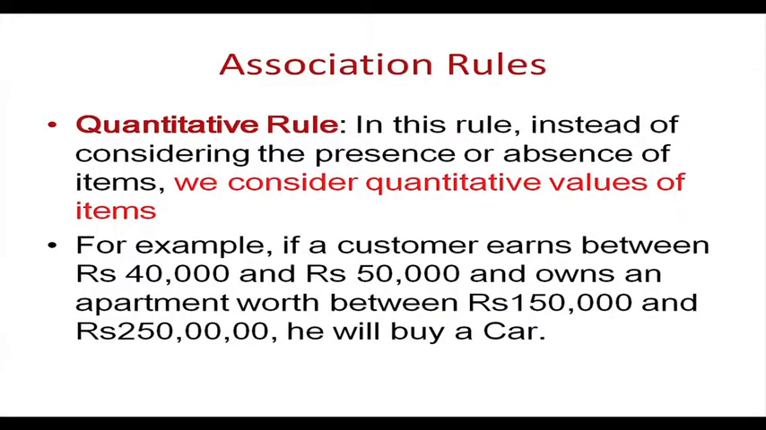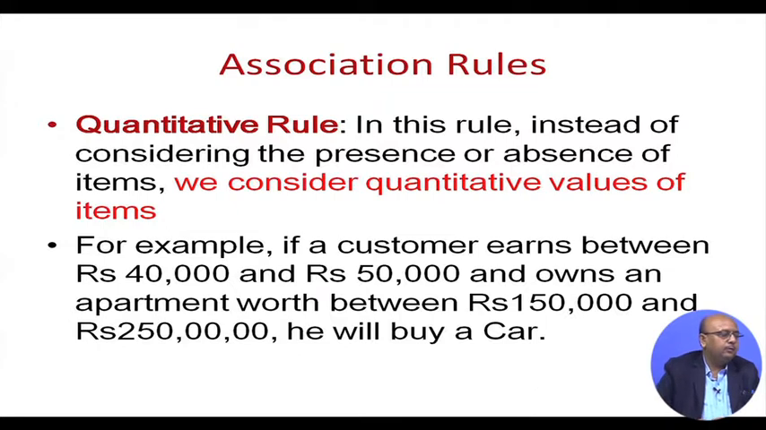Then quantitative rules. We basically look into the quantitative value of the items. For example, if a customer earns between 40,000 and 50,000 and owns an apartment worth between, say, 15 lakhs to 25 lakhs, then he is going to buy a car. So this is a more quantitative approach compared to what we talked about earlier, that is association.